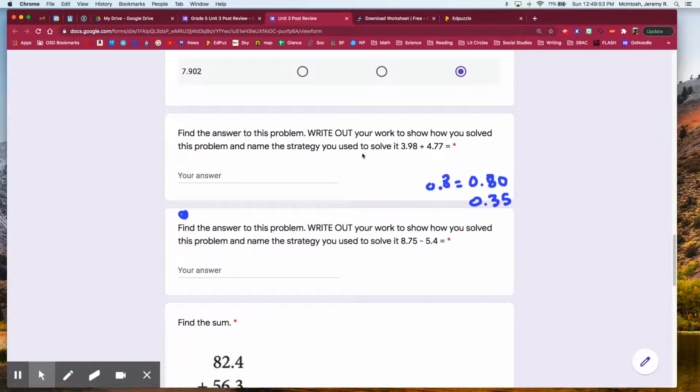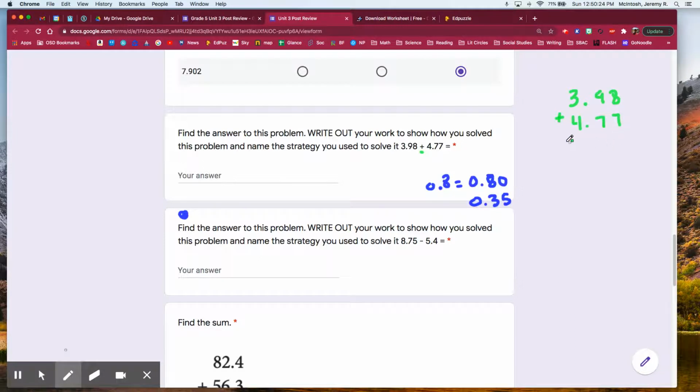Find the answer to this problem, write out your work to show how you solve this problem, and name the strategy you use to solve it. So don't worry about the strategy. We're just going to write out the problem, and I'm really nervous about writing it out since I can't erase for whatever reason, but I'm going to write it out anyway. So 3 and 98 hundredths plus 4 and 77 hundredths.